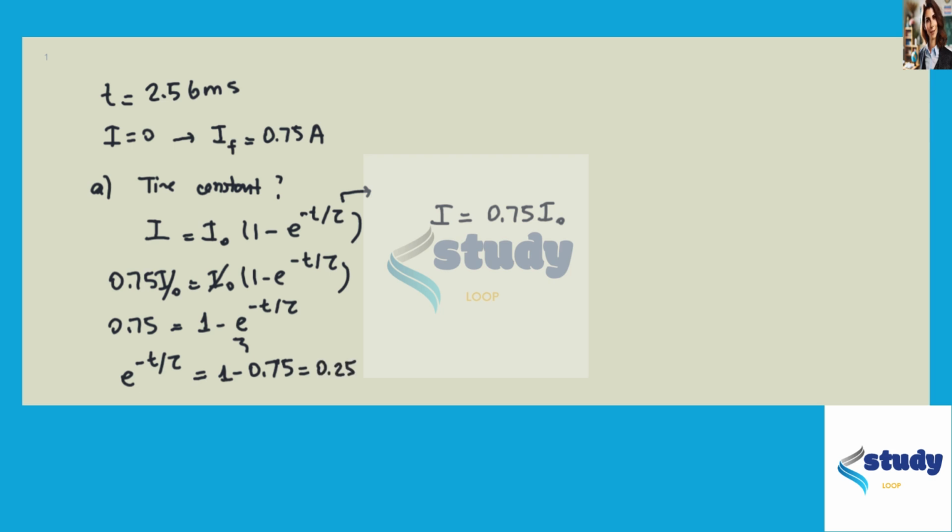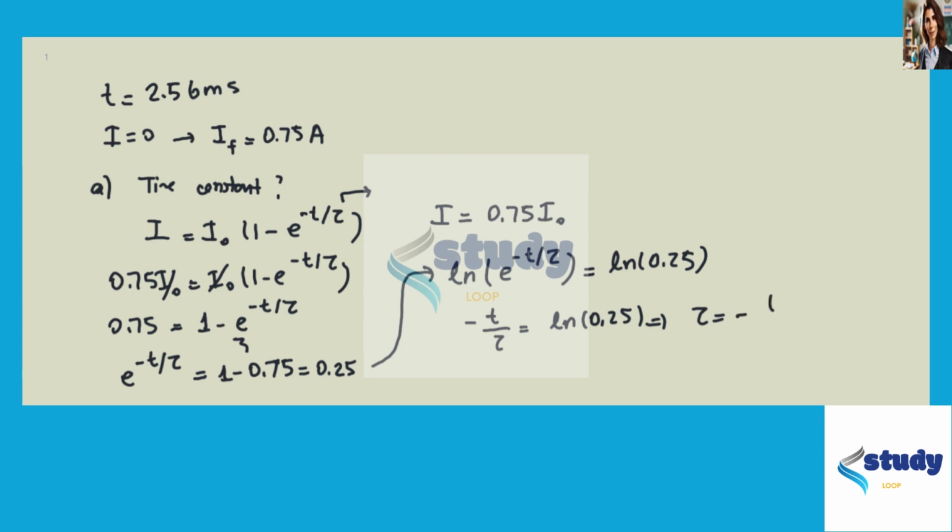Now we take the ln of both sides. So ln of e to the power negative t over tau equals ln of 0.25. So then the left-hand side gives us negative t over tau. The right-hand side gives us just the number, right? So if we want to take tau out of this equation, then we have negative time over ln of 0.25. So when we plug in the numbers, we can calculate the numerical value of the time constant.